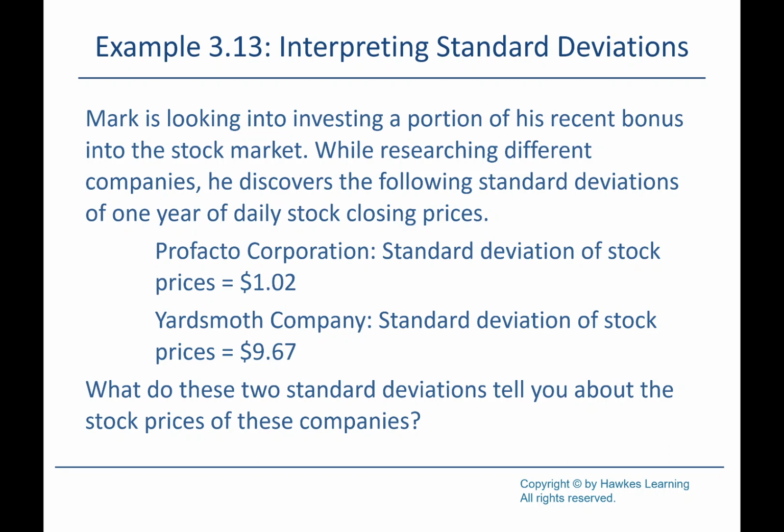So if we're trying to get a nice, stable, steady investment, which one do you think would be the better choice based on the standard deviation? The first one. Because it's not going crazy every day. It's only changing by about $1 typically. So that would be our more stable choice.